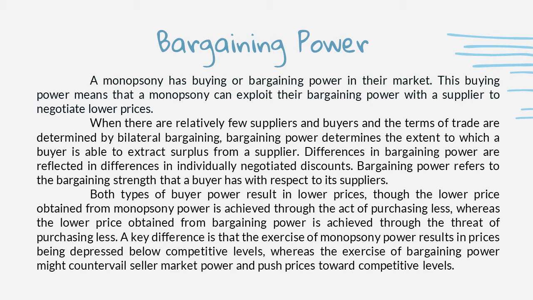Differences in bargaining power are reflected in differences in individually negotiated discounts. Bargaining power refers to the bargaining strength that a buyer has with respect to its supplier. Both types of buyer power result in lower prices. Thus, the lower price obtained from monopsony power is achieved through the act of purchasing less, whereas the lower price obtained from bargaining power is achieved through the threat of purchasing less.